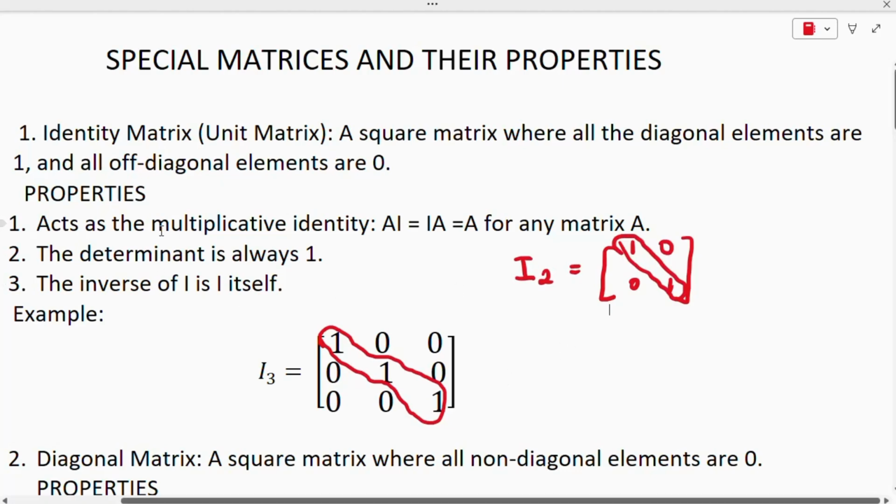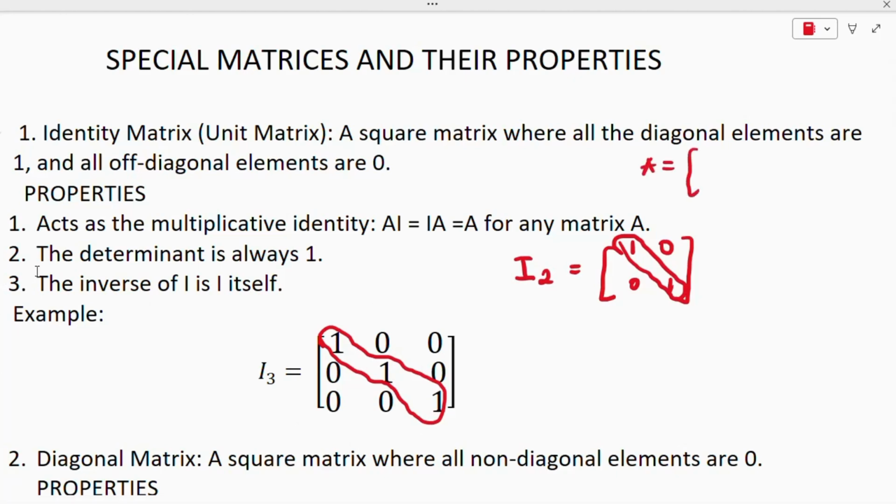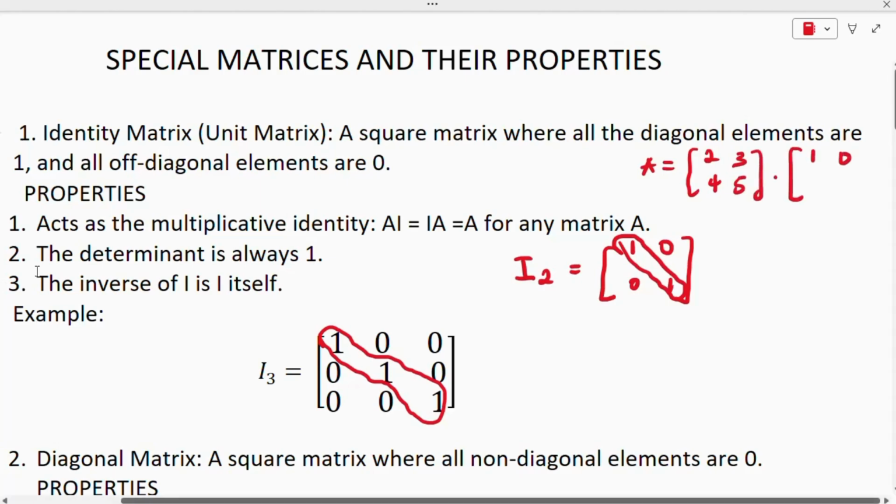So the properties: this acts as a multiplicative identity. Now what does it simply imply? It implies that if you multiply any matrix with this identity matrix, it is equal to that matrix. That is what it means. Now this implies that if we have a 2 by 2 matrix, let's say 2 3 4 5, multiplied by a 2 by 2 identity matrix, which is 1 0 0 1.